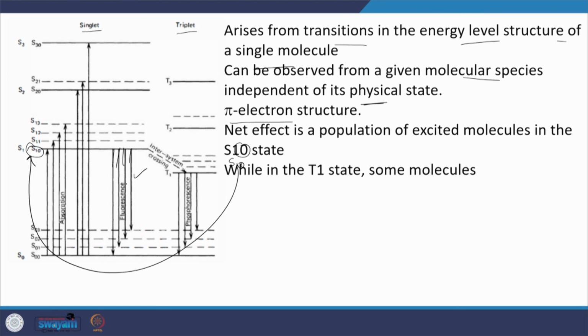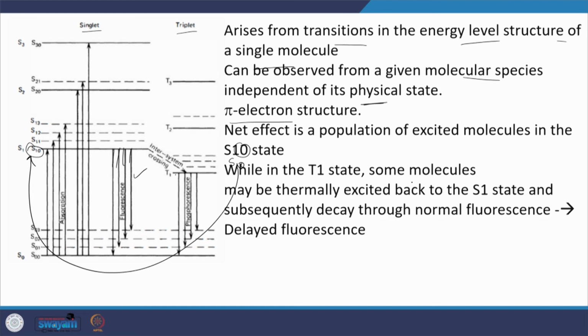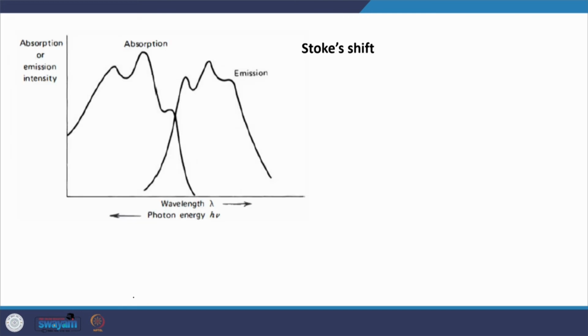Okay. And while in the T1 state, some molecules may be thermally excited back to the S1 state. So, here instead of the transition happening here, it can go from singlet S states to triplet. Okay, this leads to phosphorescence, and sometimes it can go from the T states to S states again, giving us delayed fluorescence. Okay. And quenching is an interesting phenomenon in the case of organic scintillators, and the scintillation time profile can be understood with the help of this equation.